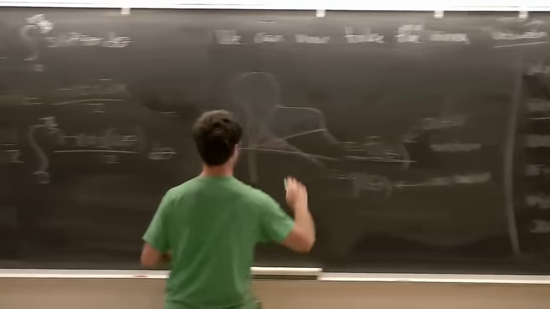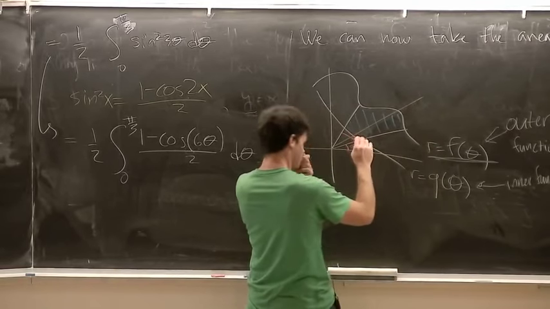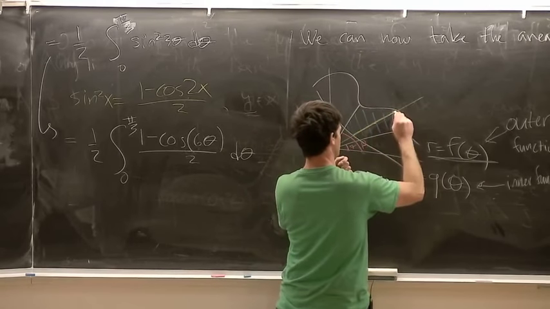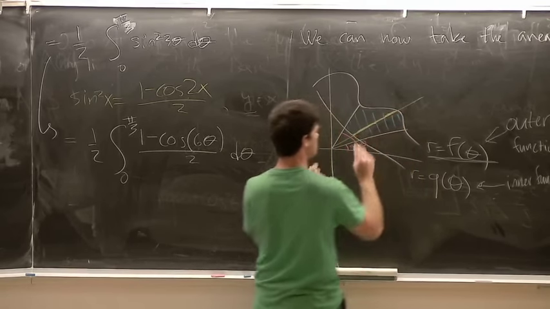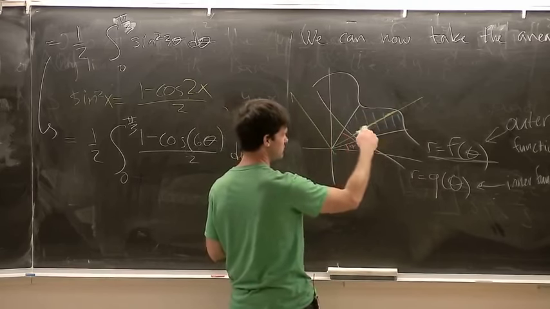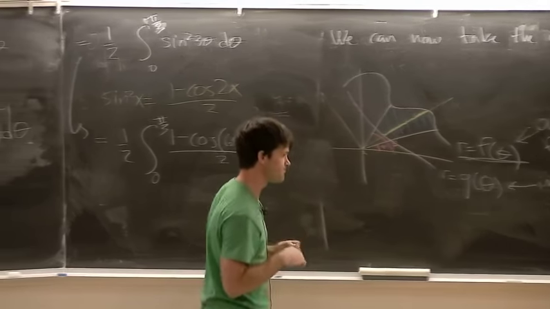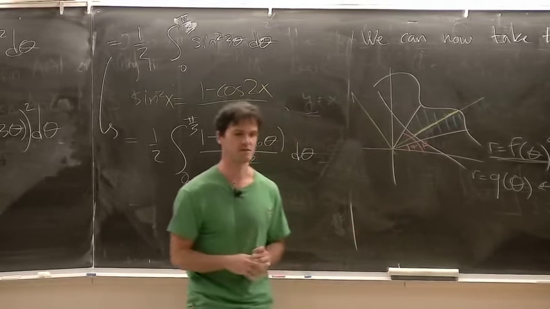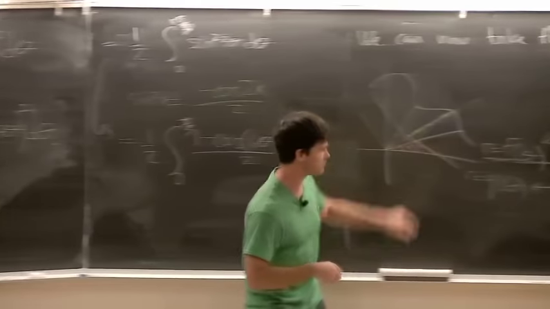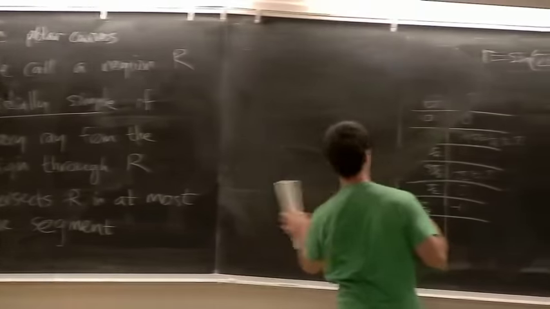So if I draw a bunch of rays here, you can see the intersection is, in this picture, always just one segment. Or maybe no segment at all, like here it doesn't even intersect. But in the region, at least the part that we care about, if it intersects it, it's just one segment. Okay, so that is the situation where I can now easily define what this blue area is. It'll be the outer area minus the inner area.